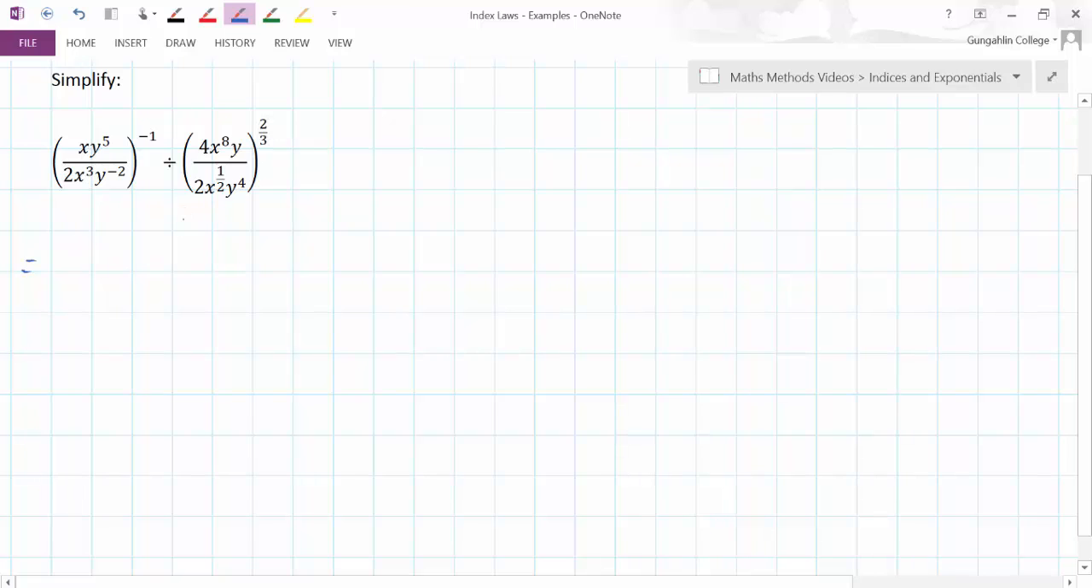So as I mentioned in one of the earlier ones, I like to try and simplify things inside the brackets as much as possible, especially when I've got messy powers here, because that's going to limit how many things I have to apply this power to, and therefore it's going to limit the number of mistakes I could potentially make. So I'm going to tidy up in here and tidy up in here first.